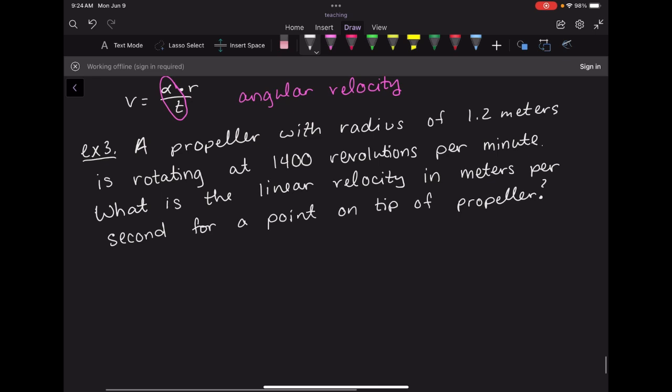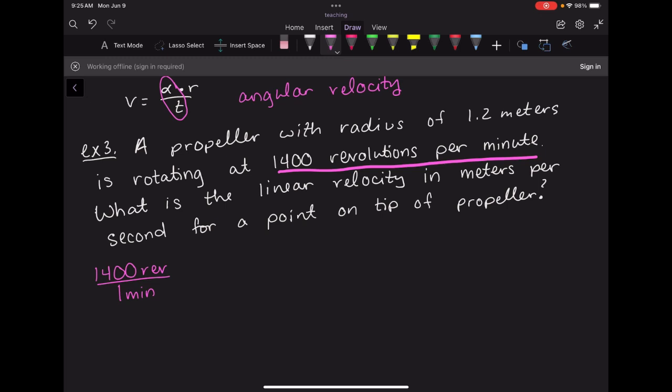So for this one, let's see. It's rotating at 1400 revolutions per minute. So that's what I'm going to start with. That's the first rate it gives me, so that's what I start with. 1400 revolutions over 1 minute.